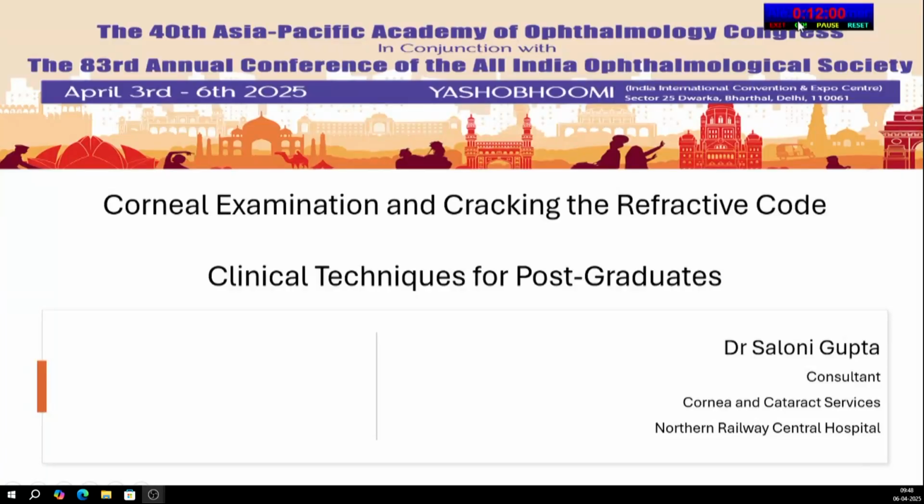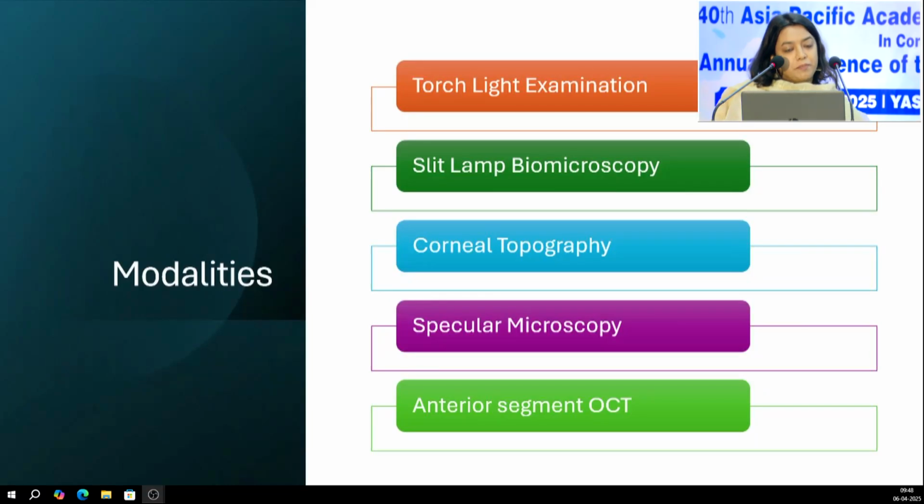Basically, we are here to present clinical techniques for basic new postgraduates for corneal examination and for cracking the refractive code. We all know that the most important modality for examining the cornea is proper slit lamp examination. After making a basic suspicion, we can go on to corneal topography, specular microscopy, anterior segment OCT, confocal microscopy, etc.